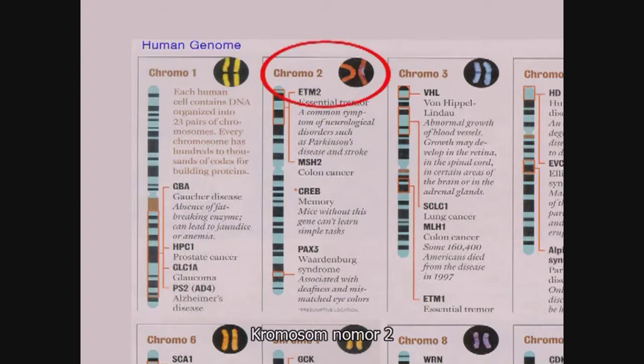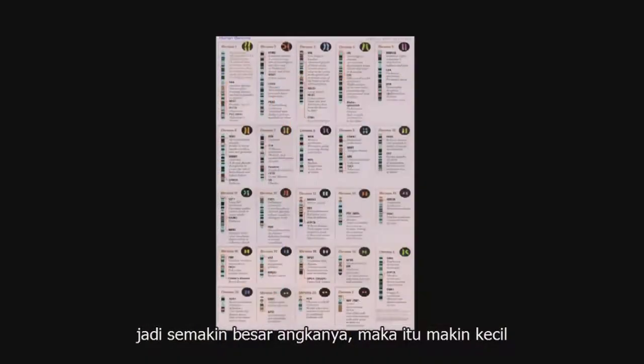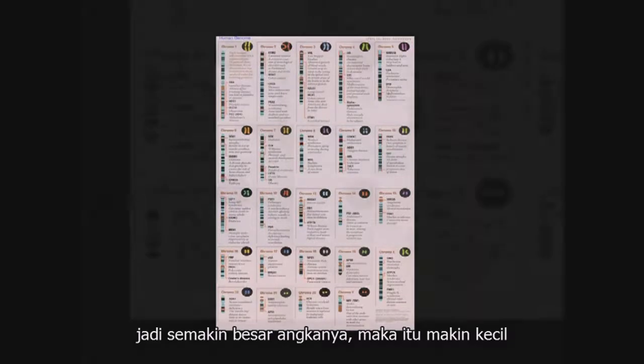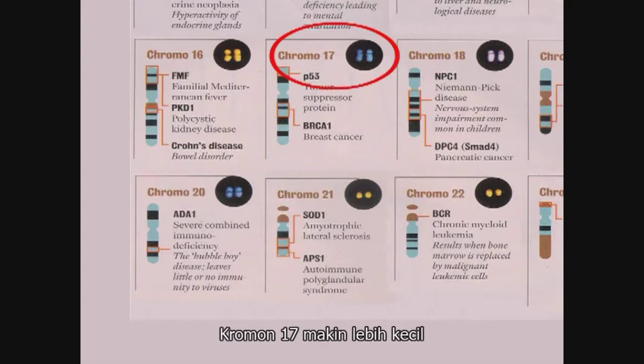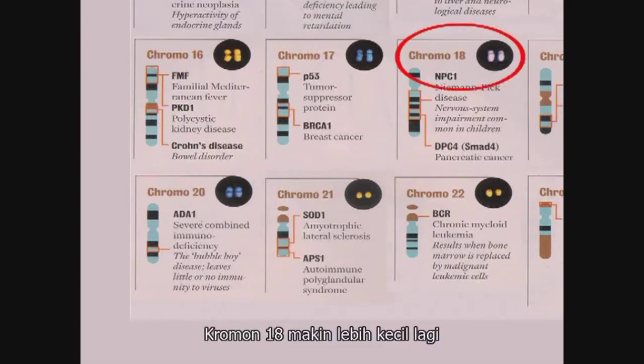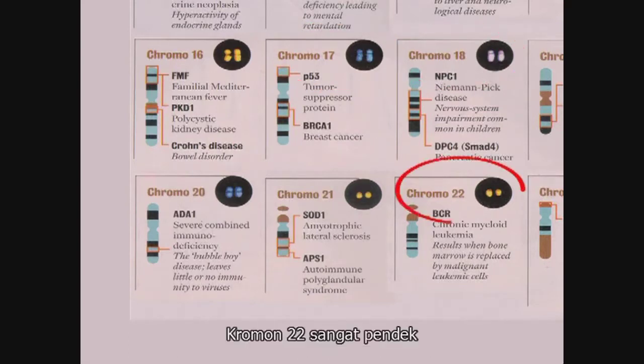Chromosome number 2 is a little bit shorter than number 1. Chromosome number 3: as the number increases, it becomes smaller and smaller. So look, getting smaller. Chromosome 17, much smaller. 18, smaller. Chromosome number 22, very short.